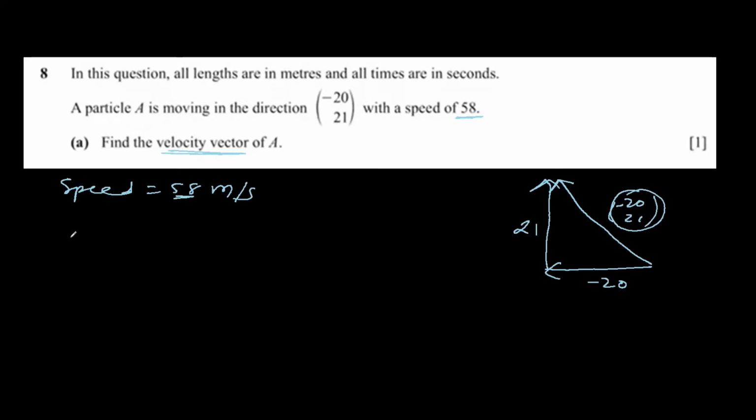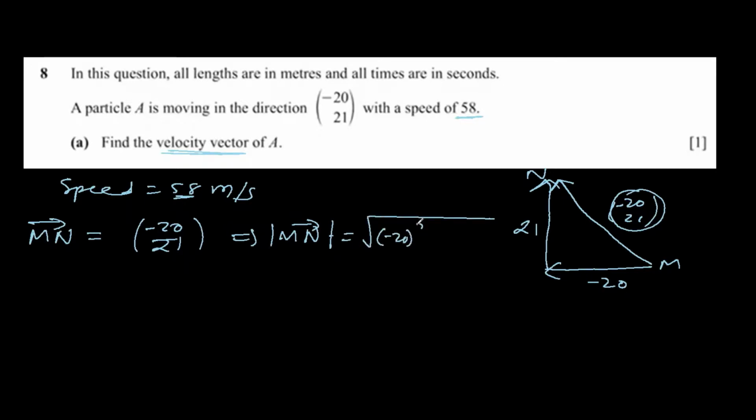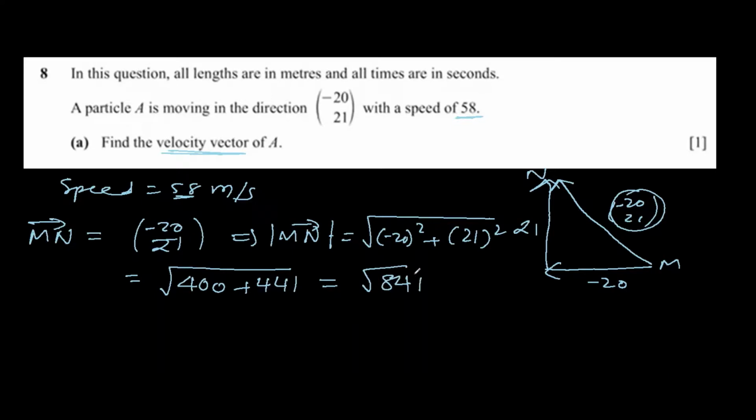So let's find, do we have some alphabets? No. So let's call it mn. So vector mn is minus 20, 21. Now I want to find magnitude of mn, which will be square root of minus 20 square plus 21 square. 20 square is 400 and 21 square is 441, which is square root 841. Square root of 841 is 29 units.